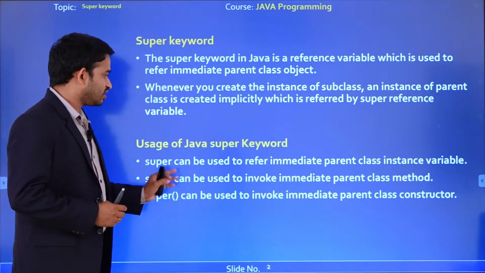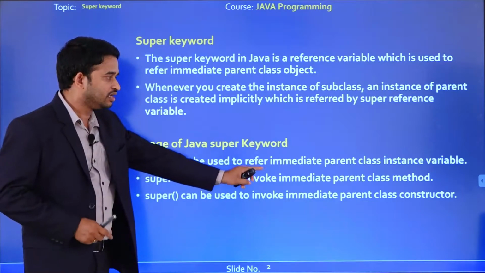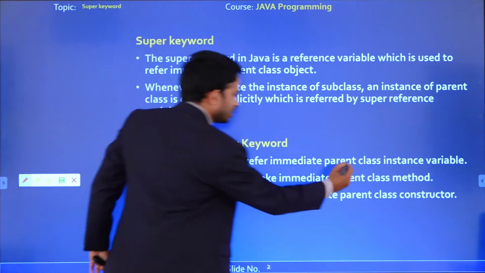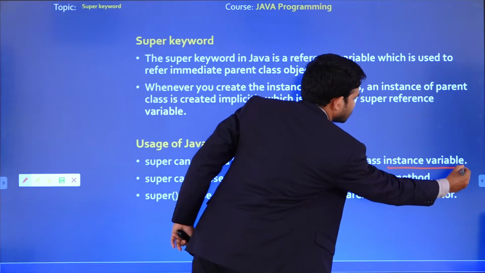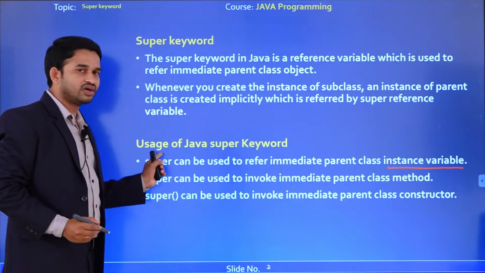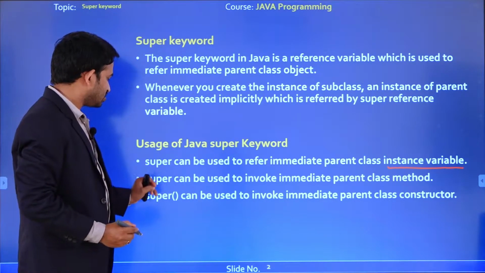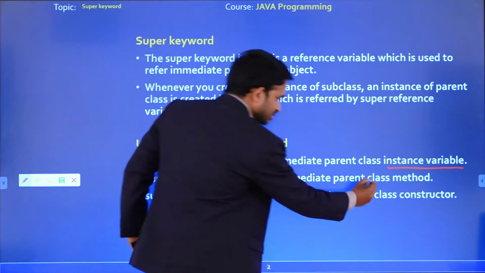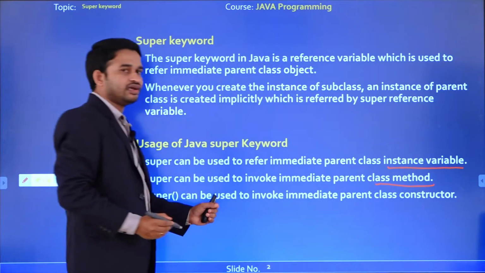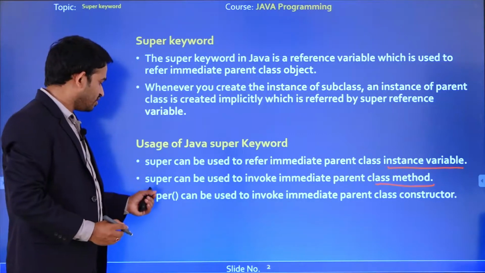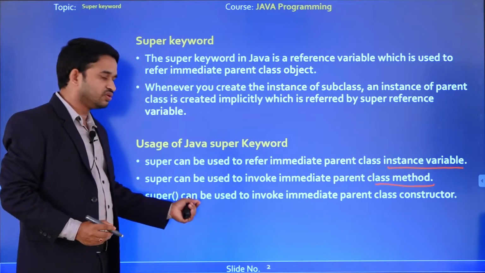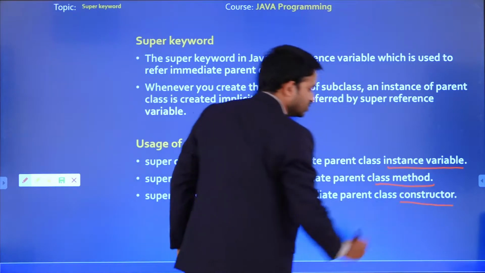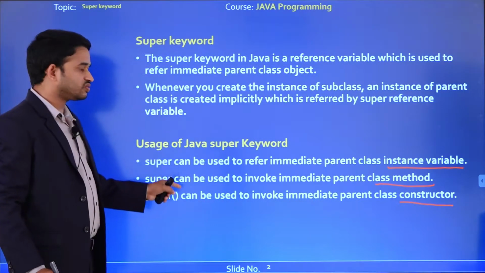First, it is used to refer to the immediate parent class instance variable. That is the first usage of the super keyword. Next, the super keyword can be used to invoke the immediate parent class method. This is the second usage. Third, the super keyword can be used to invoke the immediate parent class constructor. So these are the three uses of the super keyword.